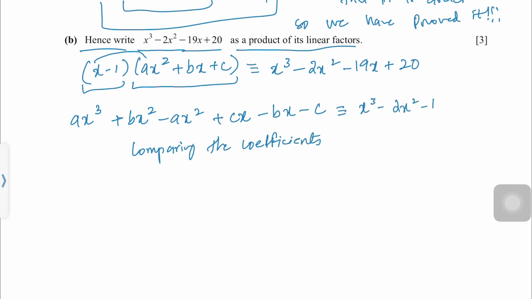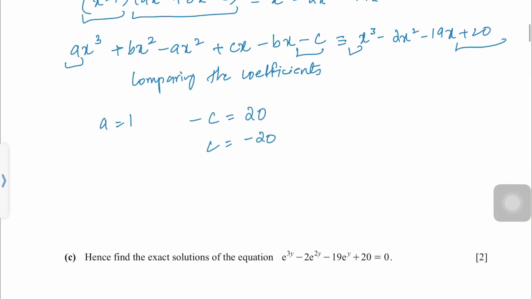x cube minus 2x square minus 19x plus 20. X cube has a coefficient of 1, so a would be 1. This minus c without x is equal to minus 20 here. So minus c would be 20 and c is equal to minus 20.